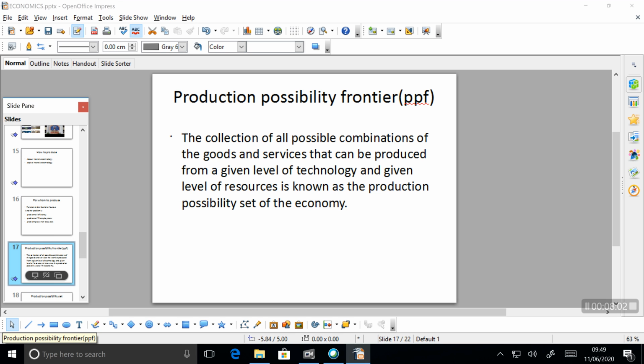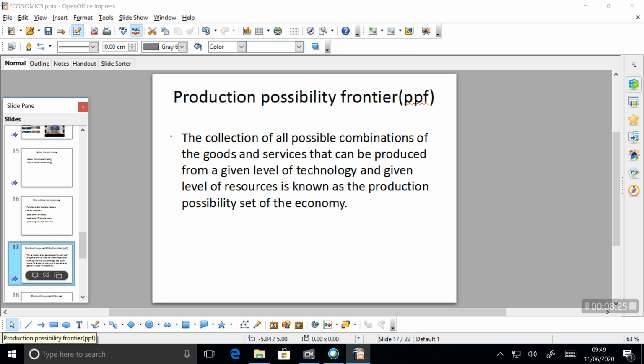That technique is known as the production possibility frontier. Then what do you mean by production possibility frontier? The collection of all possible combinations of the goods and services that can be produced from a given level of technology and given level of resources is known as the production possibility set of the economy.